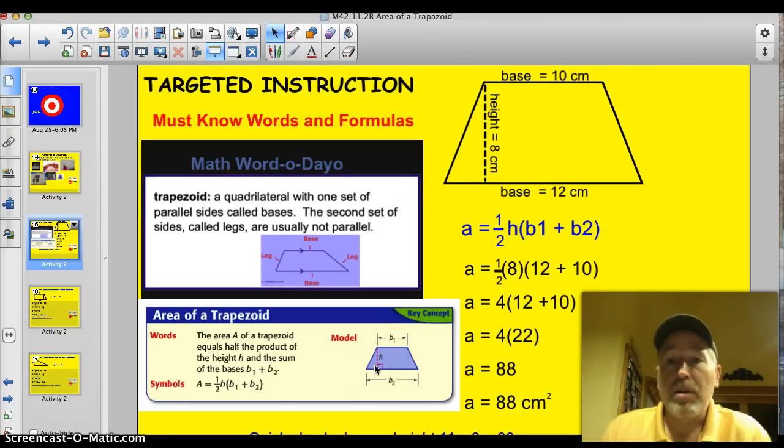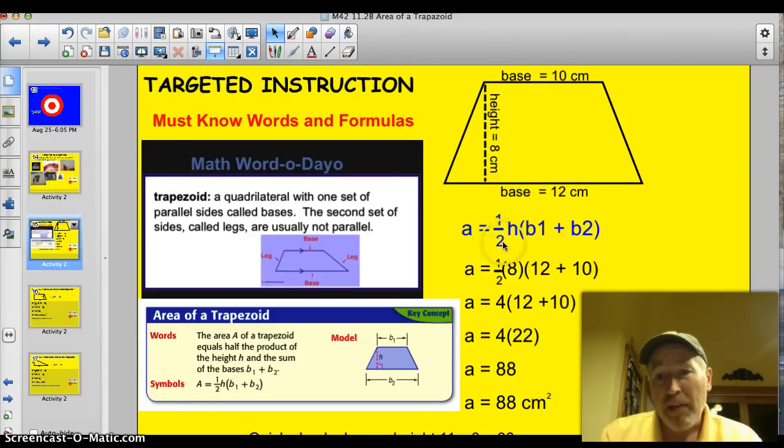Now, the formula for finding the area of it is kind of like a triangle because it involves 1/2. This is the official formula right here. 1/2 of the height times base 1 plus base 2. Sounds complicated? Let me plug some values in and show you how simple it really is.